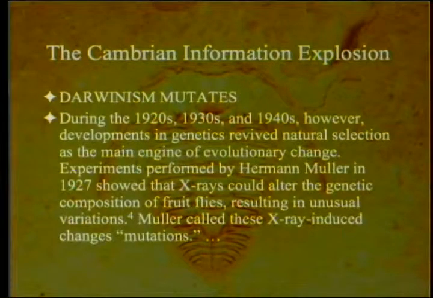But then Darwinism mutates. During the 1920s, 1930s, and 1940s, however, developments in genetics revived natural selection as the main engine of evolutionary change. Experiments performed by Hermann Mueller in 1927 showed that X-rays could alter the genetic composition of fruit flies, resulting in unusual variations. Mueller called these X-ray-induced changes mutations.